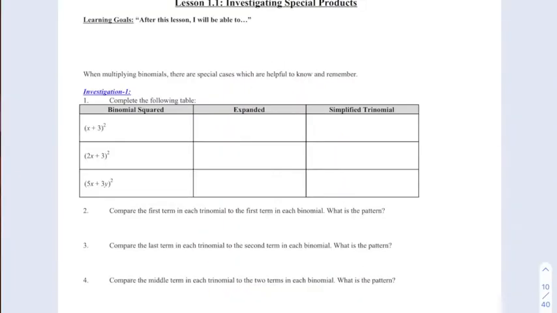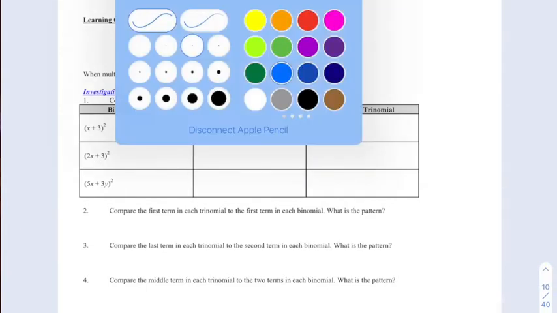Lesson 1.1, Investigating Special Products. Okay, let's talk about our learning goals really quickly. What are we going to be doing in this lesson?